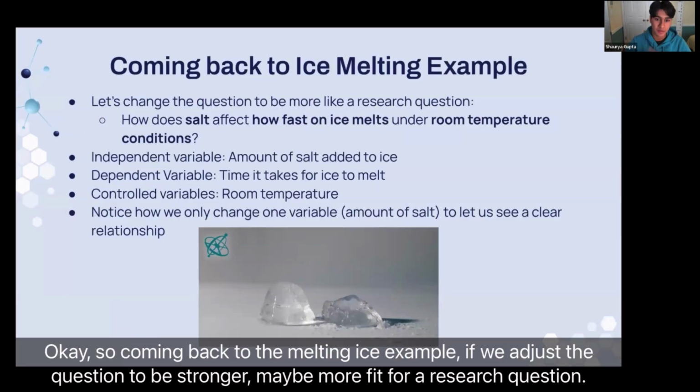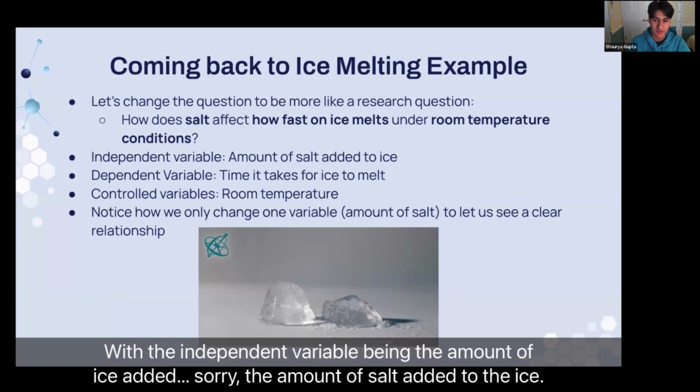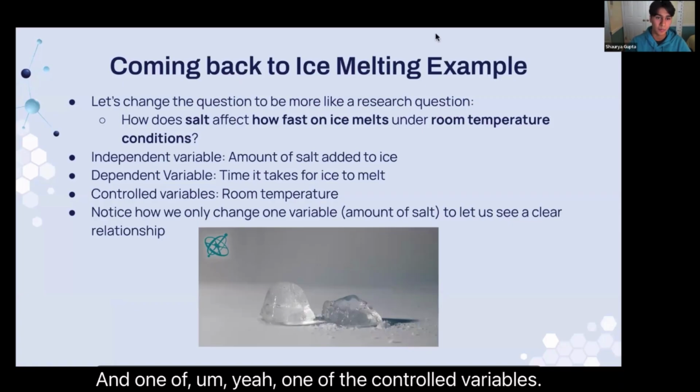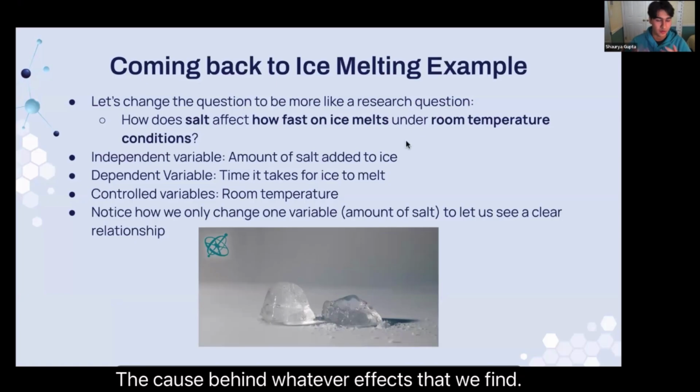Okay, so coming back to the melting ice example, if we adjust the question to be stronger, maybe more fit for a research question, it becomes much easier to identify the various variables within the experiment, with the independent variable being the amount of salt added to the ice, the dependent variable being the time it takes for the ice to melt, and one of the controlled variables being the room temperature. And again, we're only changing one variable here, as I've said before, in order to really hammer down the cause behind whatever effects that we find.